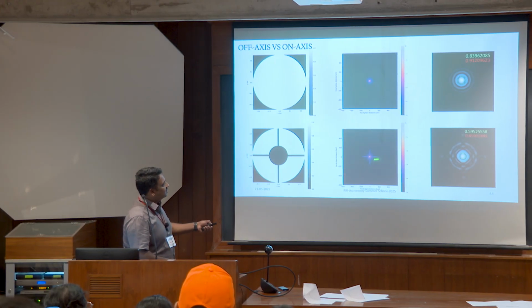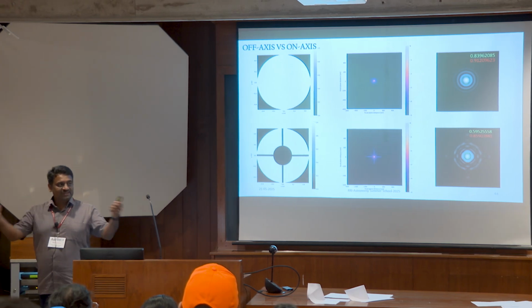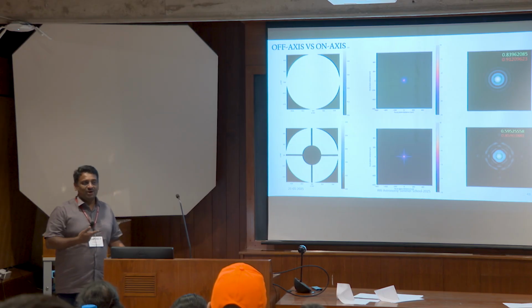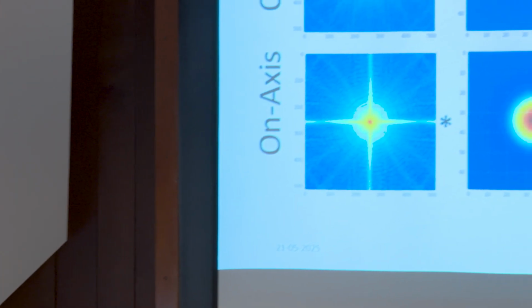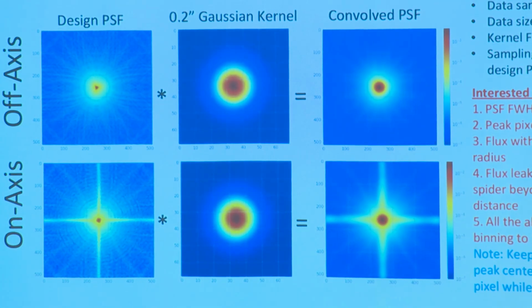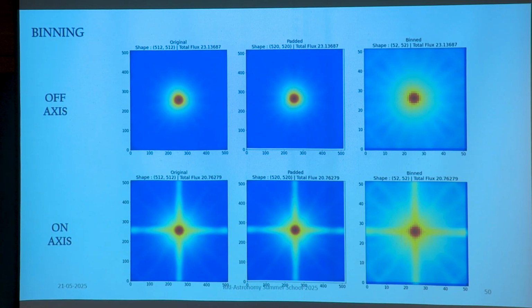What does this mean? This means that the light is leaking from the core to the wings, isn't it? So you have to worry about it, because if you are looking for fainter sources, you don't want your light to be leaking, right? These are simulations carried out using different types of spiders that are kept along the line. This is basically the optics. So you see how much light leakage is happening because of the spiders that you keep.